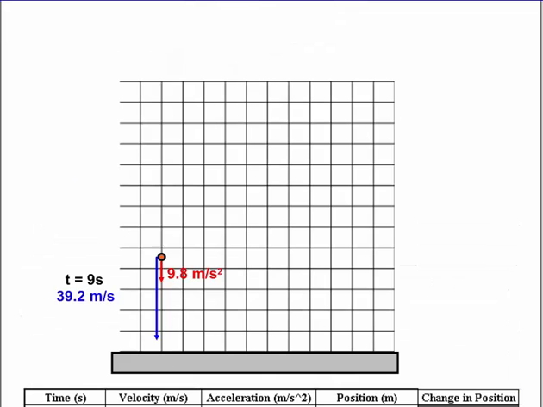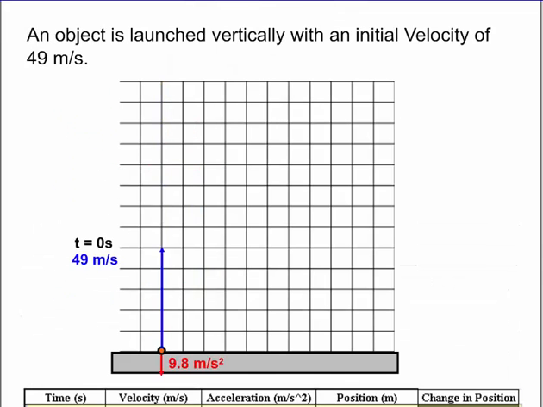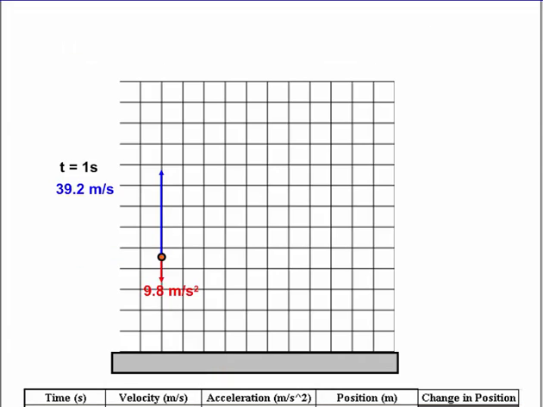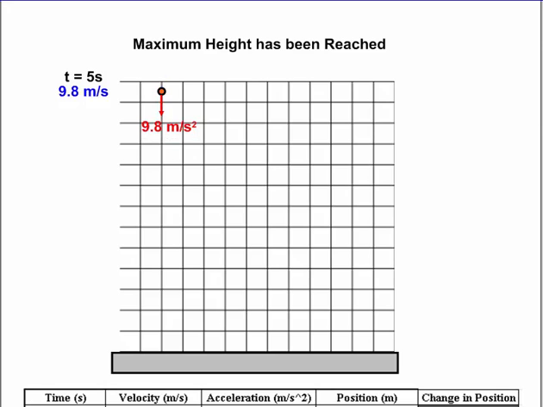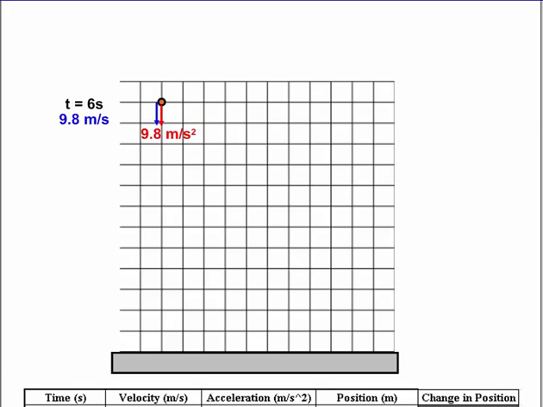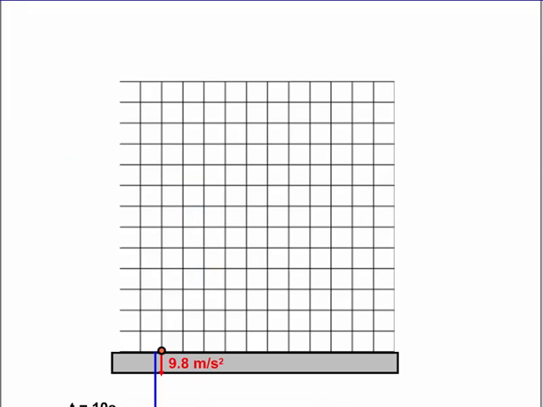Alright, now I'm just going to back up and let's go through the time intervals. Step through this very carefully and watch what happens. Just follow along with the dot as I go through the different times. So t is equal to 0, t is equal to 1, t is equal to 2, 3, 4, 5, maximum height was reached, 6, 7, 8, 9, 10.